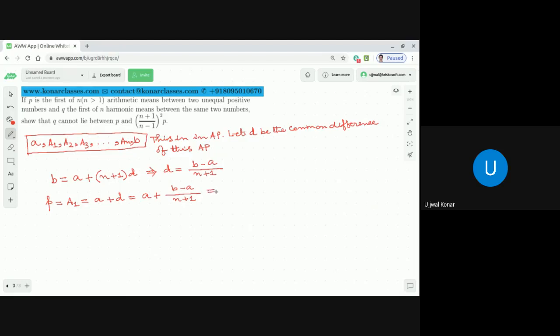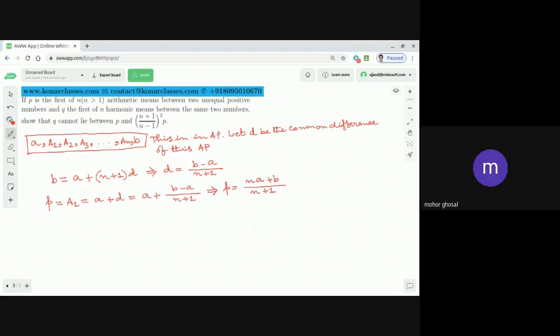So from here, we get that P is equal to (n into A plus B) divided by (n plus 1). Correct, no? So this we get as P. Now, why are you interested to find the value of P? Because in one of the results, we have to show that Q cannot lie between P and ((n plus 1) by (n minus 1)) whole square into P.